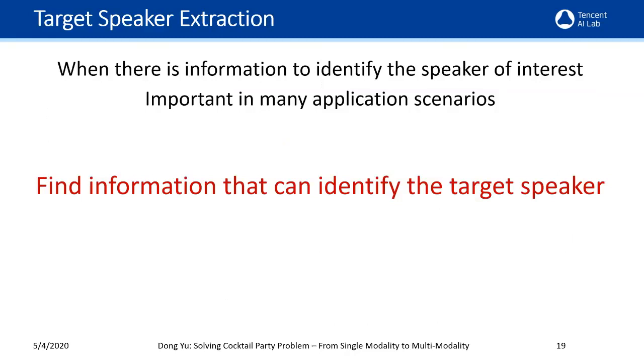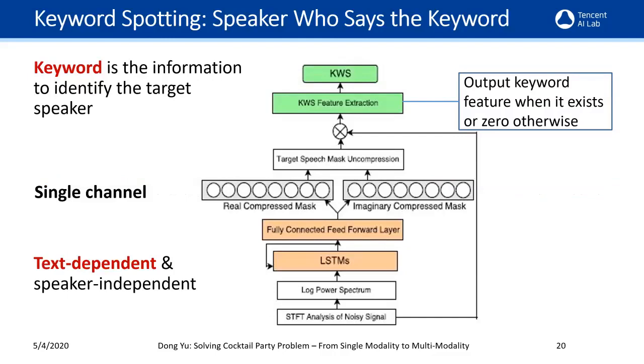Recently, we have spent efforts to attack a slightly different task, the target speaker extraction problem. This is because in many applications, there is information to identify the speaker of interest. The key to the target speaker extraction problem is to find the information that can identify the target speaker. For example, in the keyword spotting problem, keyword is the information to identify the target speaker.